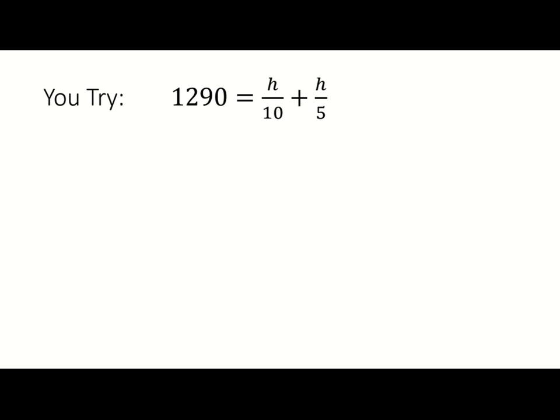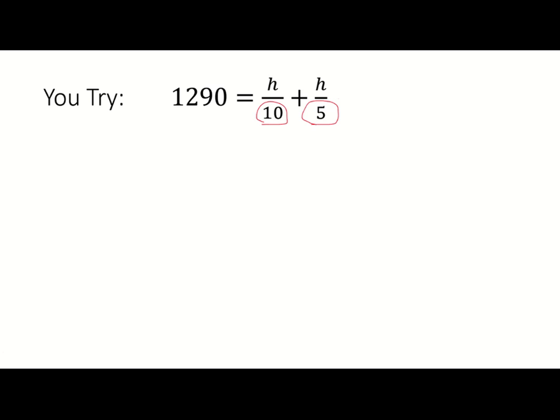To solve this problem, since there are multiple fractions, the first thing we want to do is clear the fractions. So if I take a look, I have a 10 and I have a 5. So what I want to do is multiply by my least common denominator. What is the smallest number that both 10 and 5 can go into? In this case, that's 10.